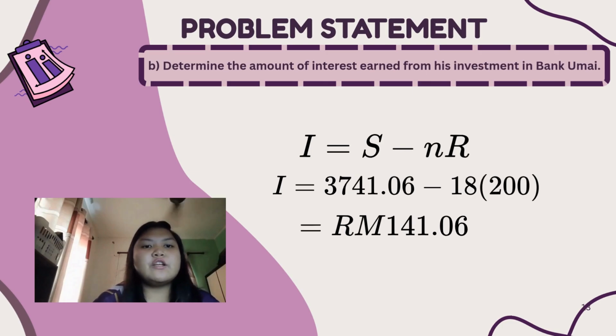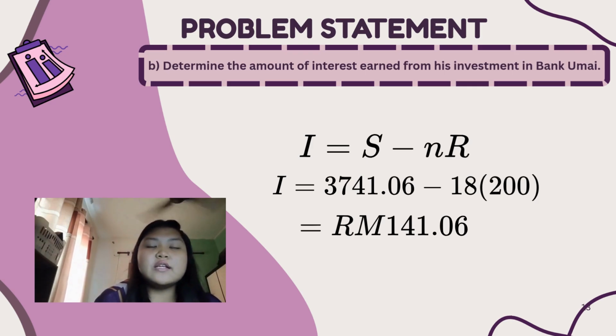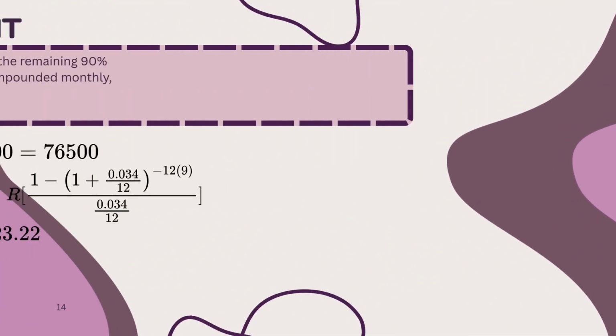We're going to use the future value annuity interest earned formula. First, we need all the information given, which is S equal to 3,741 ringgit and 6 cents, n equal to 18 months, which is the term of investment, and R equal to RM200, which is the periodic payment. After that, we're going to put all this information in the formula. So the total interest earned from Jeremy's investment in Bank Umay is RM141 and 6 cents.